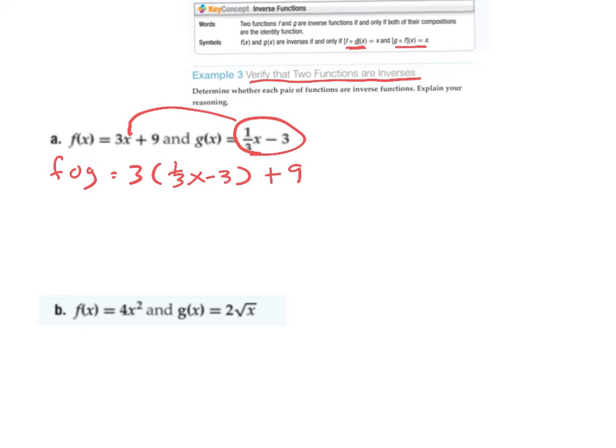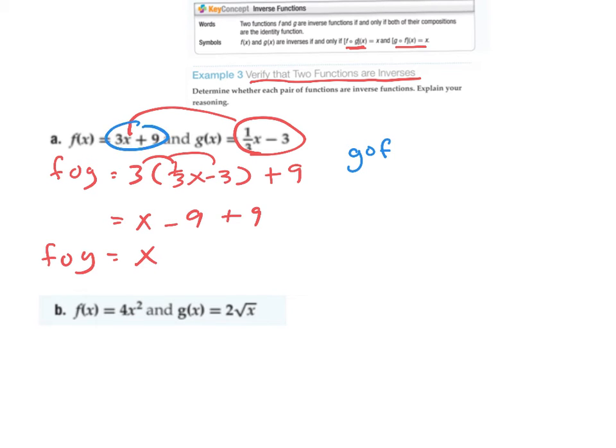And if we go ahead and solve this, distribute through, this is going to be x minus 9, and then we have a plus 9. And if you keep doing the math, the 9's cancel, so we get x. So f of g does give us x. Now let's do the same thing by doing g of f. That means compose f into g.